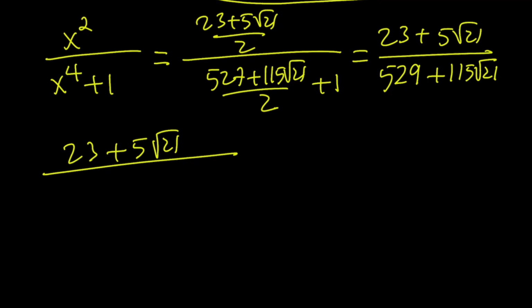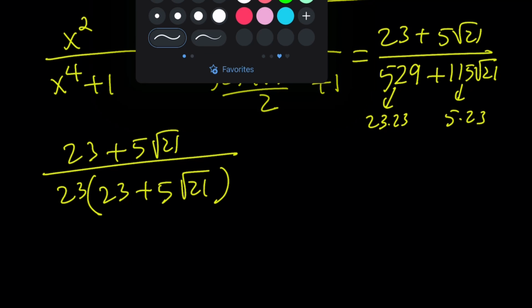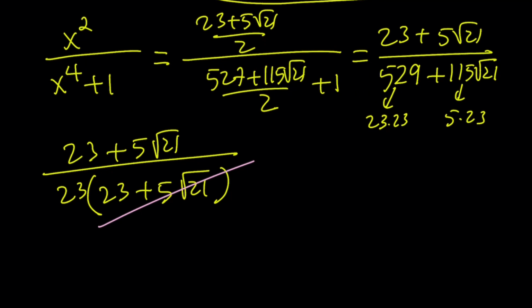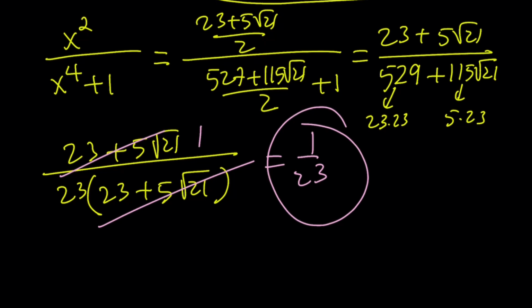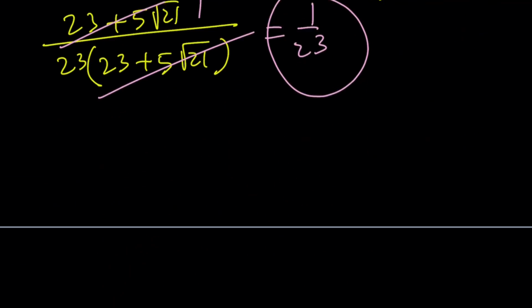Having known that, hopefully you do know this, 23 squared is 529. I can kind of take out, and this is 5 times 23, and this is 23 times 23. So we can take out a 23, and inside the parentheses we get 23 plus 5 times the square root of 21. How nice, right? And we can simplify this. Go ahead and cancel out, and you end up with 1 over 23. Using the first method, which is kind of brute forcey, but it gives you the answer anyways.